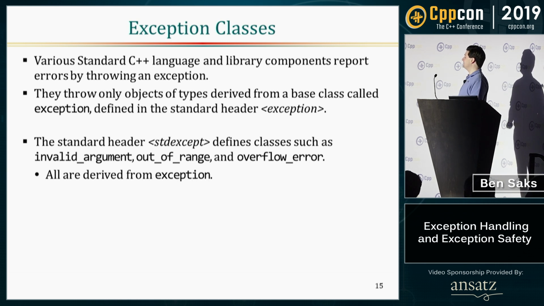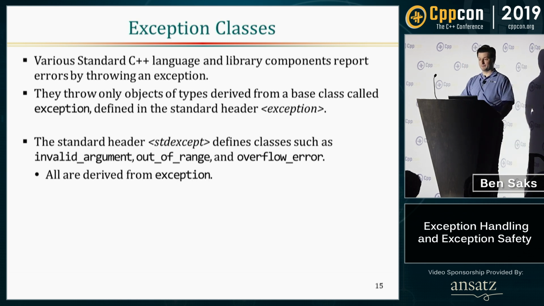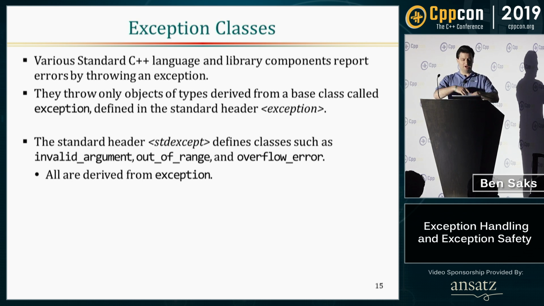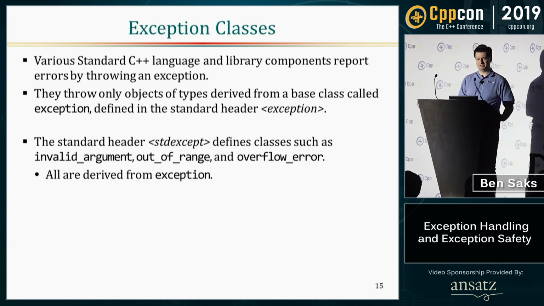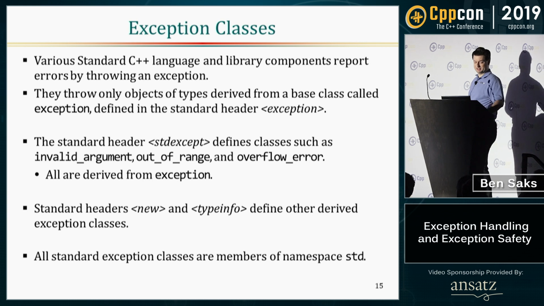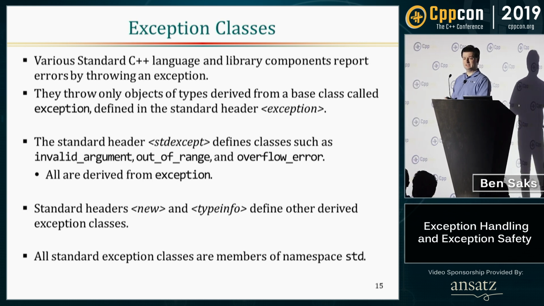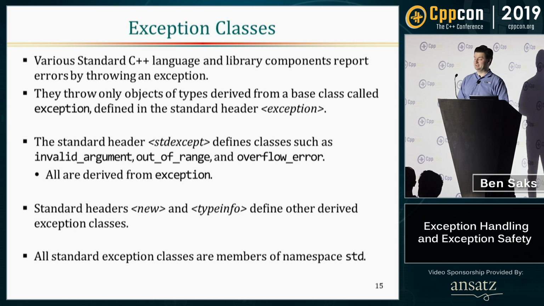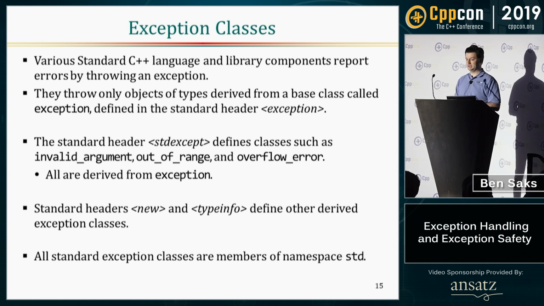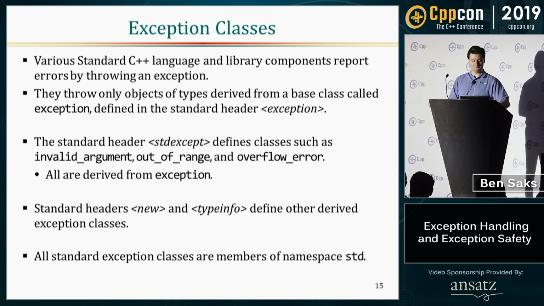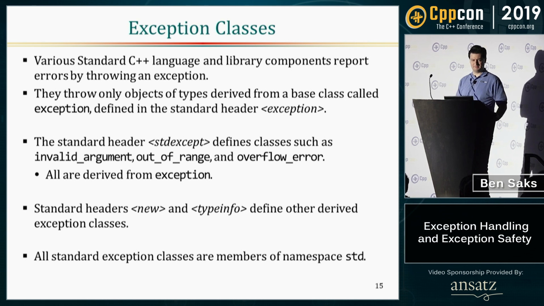And they have names like invalid_argument, out_of_range, overflow_error, and these are all derived from that common base class exception. They're not all in stdexcept. There are a few other standard exception classes in the headers new and typeinfo for dealing with specific problems. But all of these you'll find in the namespace std.